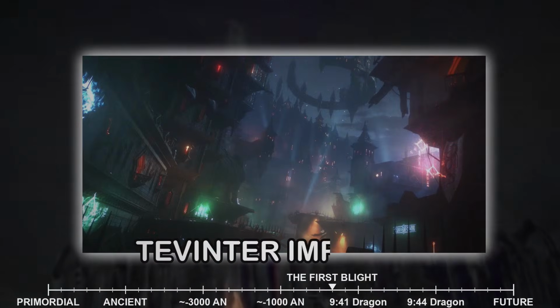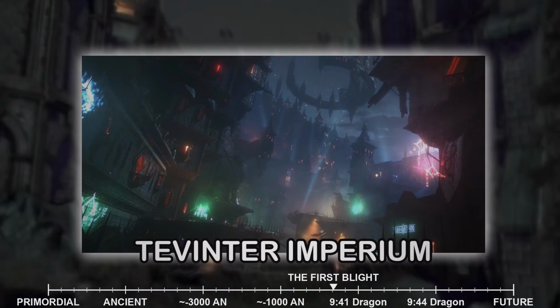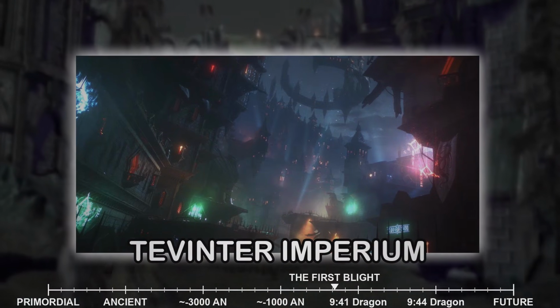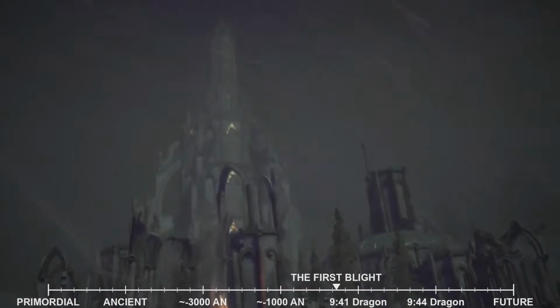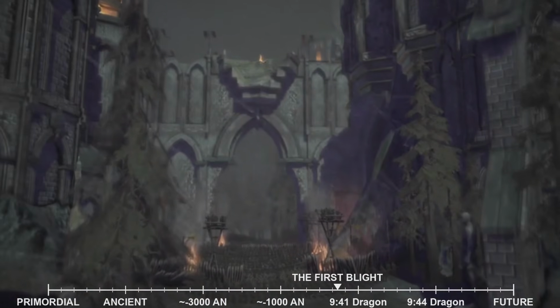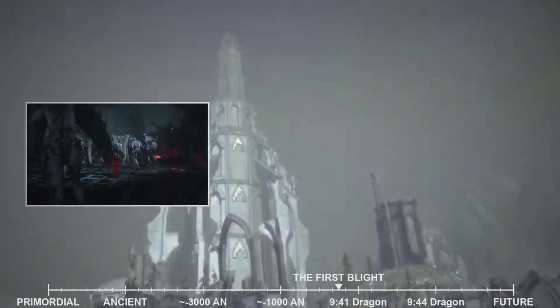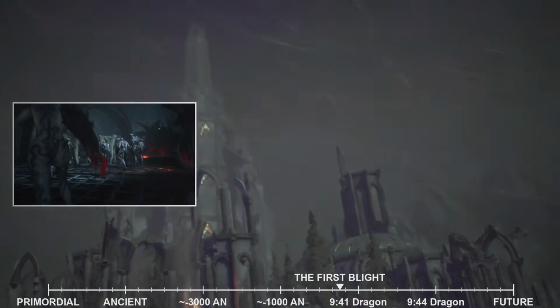The Tevinter Imperium, still the dominant power in northern Thedas despite the loss of the Magisterium's Sidereal, was the first surface nation to face the full fury of the Blight. Darkspawn erupted from cave systems, from old dwarven trading posts, from any connection to the Deep Roads. They swept across the countryside in hordes, corrupting everything in their path.